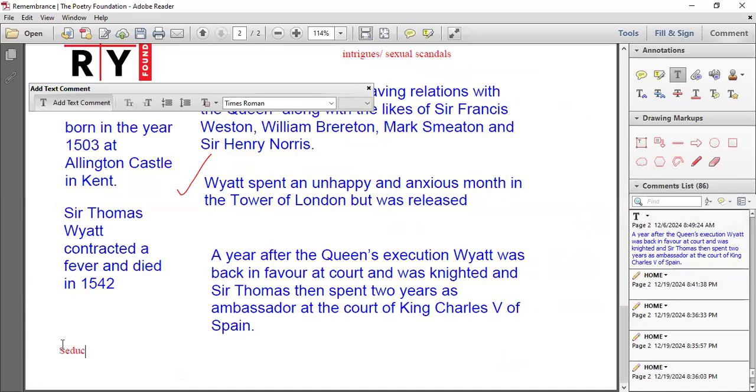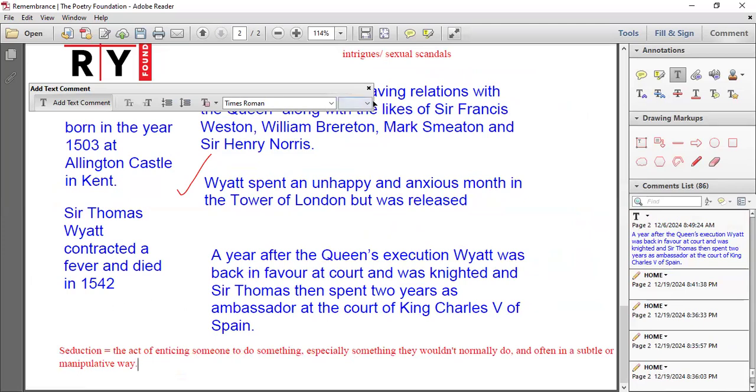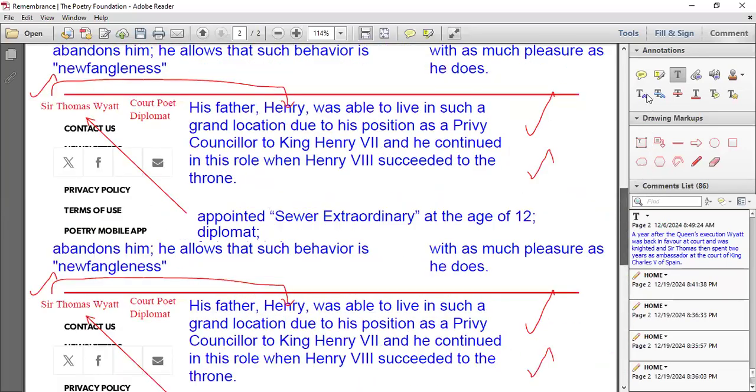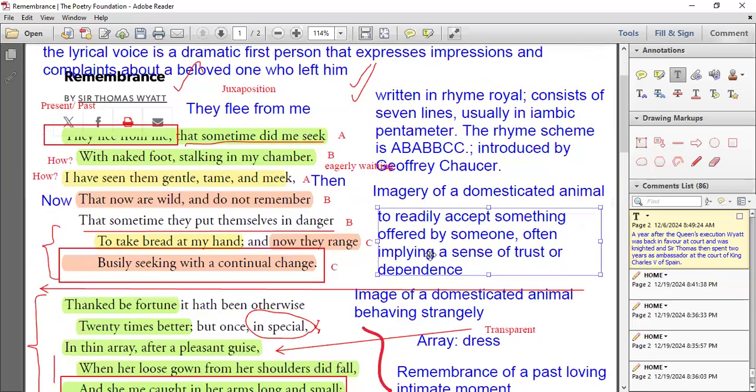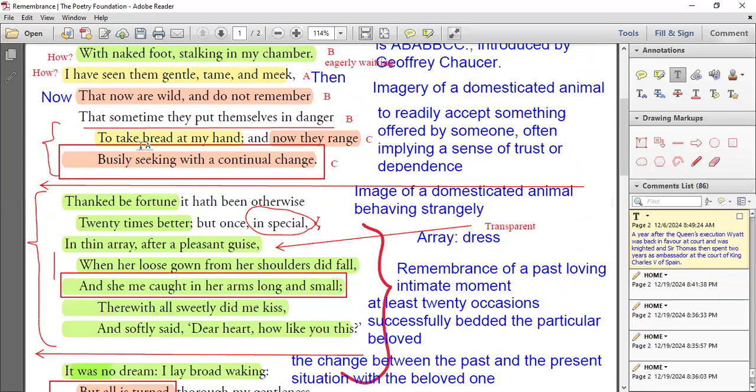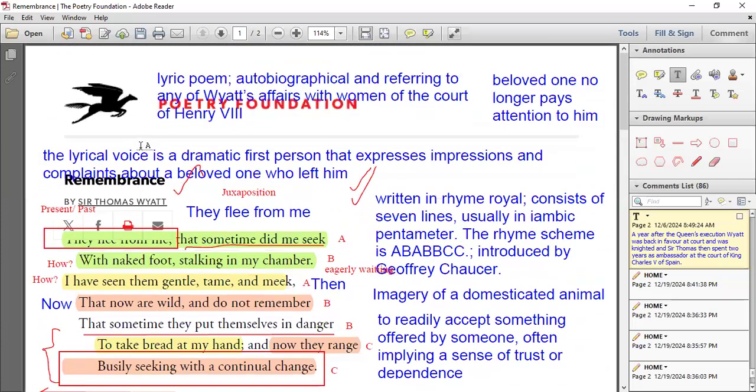So this poem contains elements of seduction. What do you mean by seduction? Okay, the act of enticing someone to do something, especially something that one won't normally do, and often in a subtle or manipulative way. Okay, the author had seduced those ladies, but after seduction, those ladies have gone away, and he believes that those ladies will be rewarded justly. Okay, did you understand these concepts, teachers?